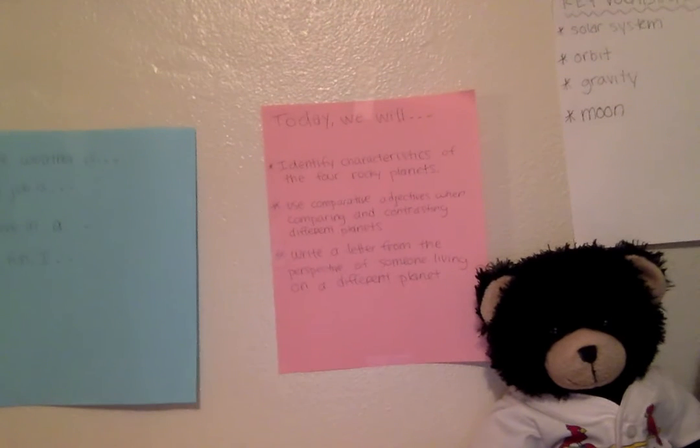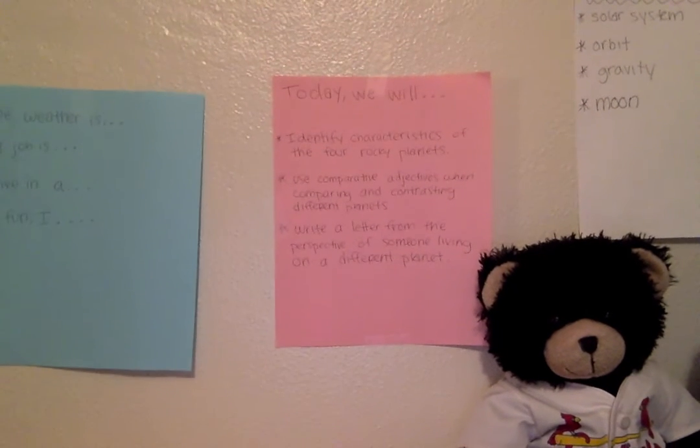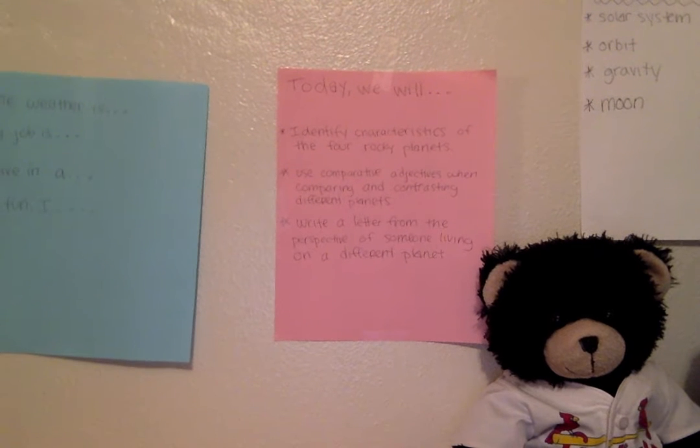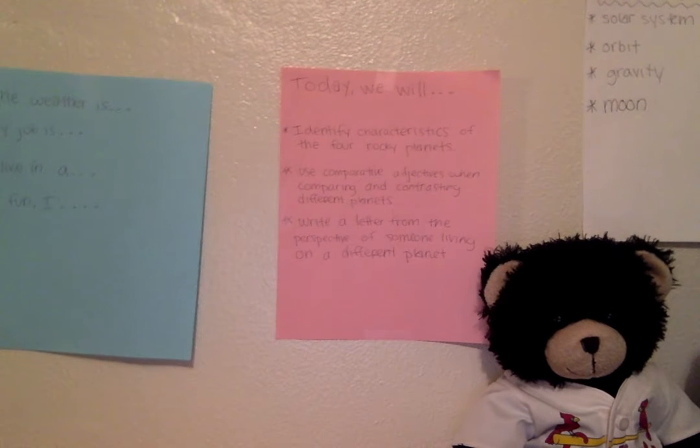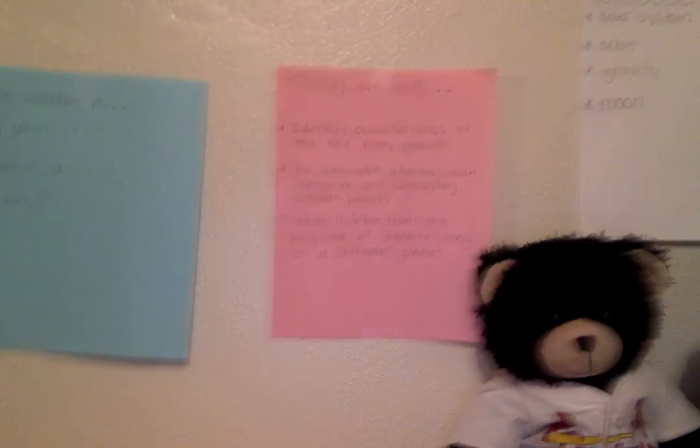So right now, we've already identified characteristics of the planets, right? Because we've done a lot of characteristics about Mercury. We're going to learn about the other planets from the other groups, right? Yes. And we use comparative adjectives when comparing and contrasting different planets. So you guys did a really good job, but we haven't written our letter yet. So, I have a next project for you. I think you guys are going to do a great job with this.